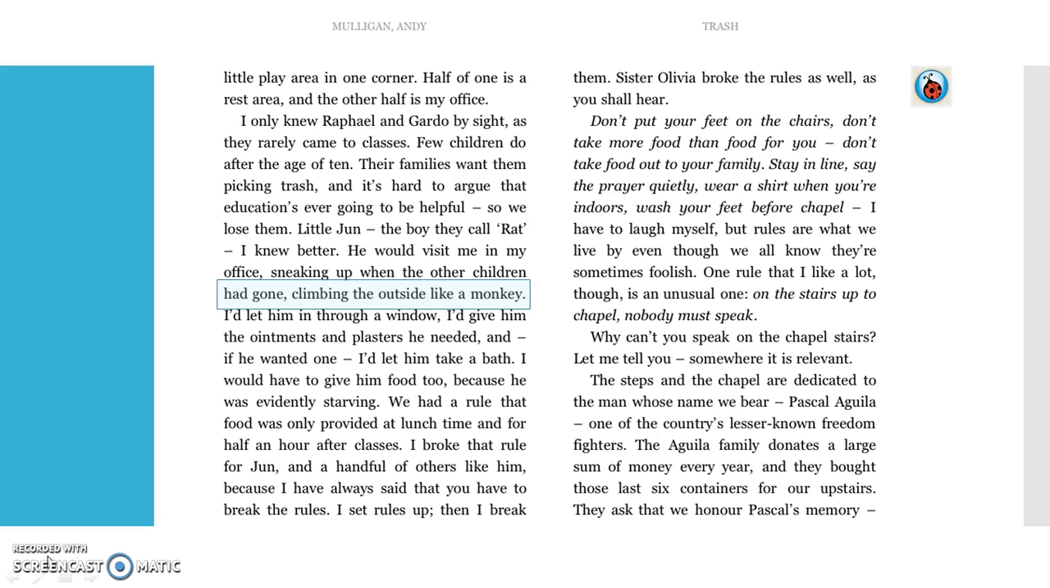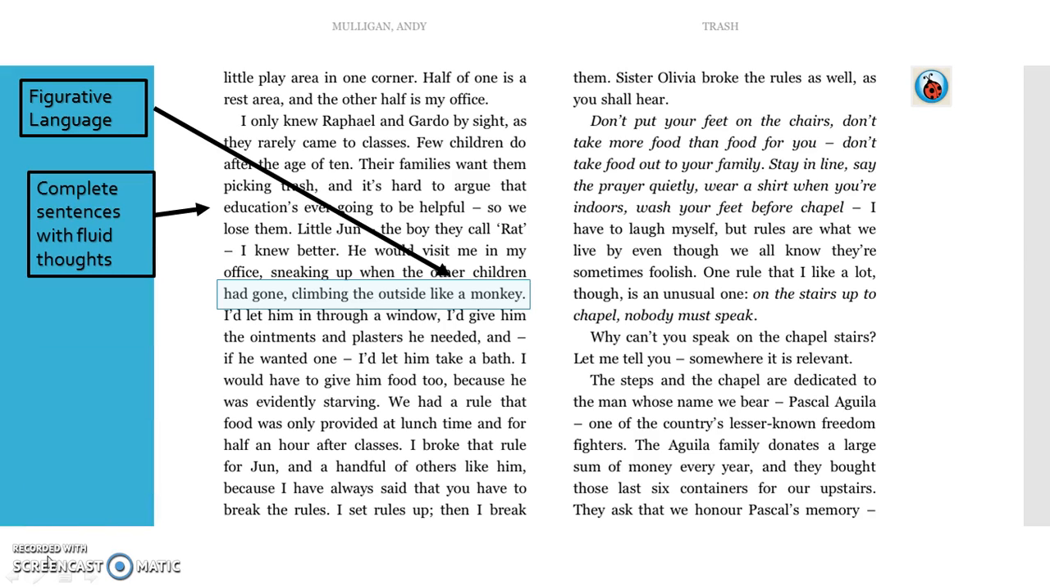And we mentioned how lots of times more educated people use figurative language when they're speaking. Here in this example, we're using complete sentences. The thoughts are kind of flowing together, again reflecting that idea that Father Juilliard is more educated than some of the others. He uses some sophisticated vocabulary, ointments and plasters. Most of us would just say that we gave him some cream or we gave him some lotion for his wounds or for whatever the issue may have been.